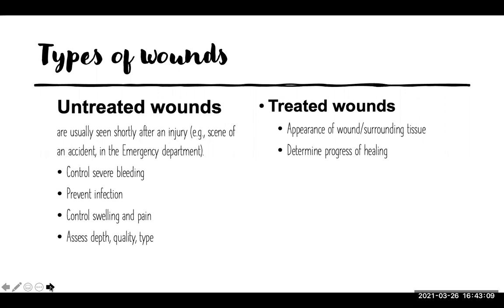Treated wounds, when they appear, are usually not emergent. We're going to look at the wound and its surrounding tissue, describe it, and then determine the progress of healing. What stage is this wound in? We're going to define the stages of wound healing in a few minutes, but first we need to get straight what kind of wound we're looking at.